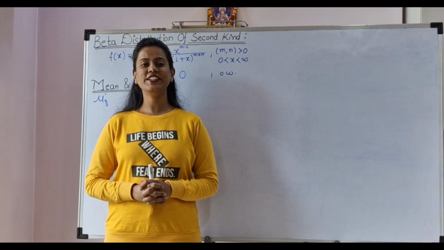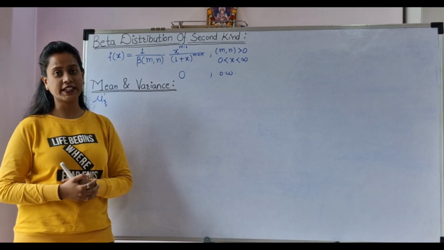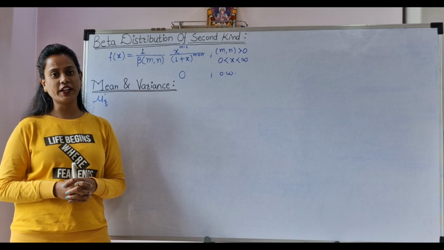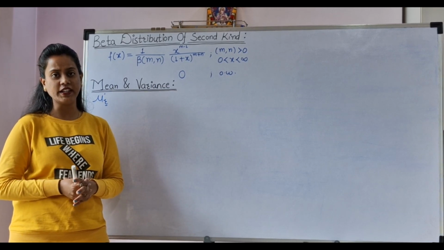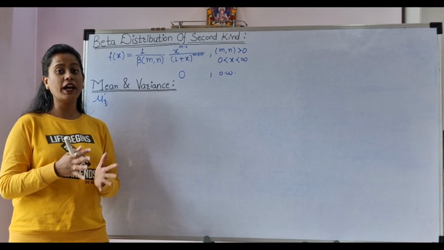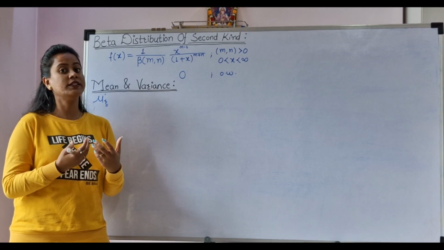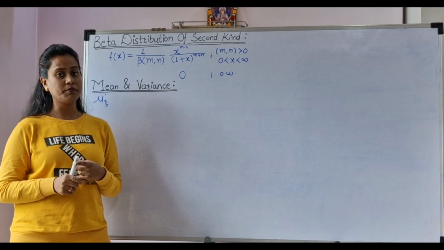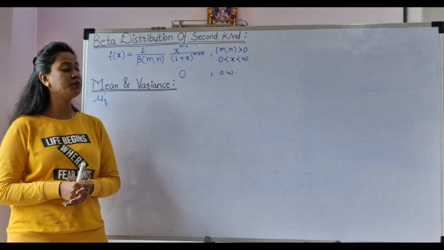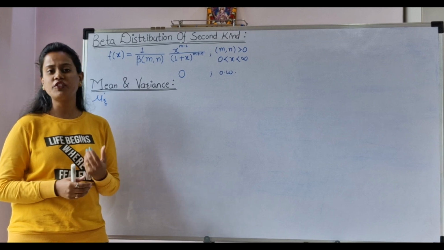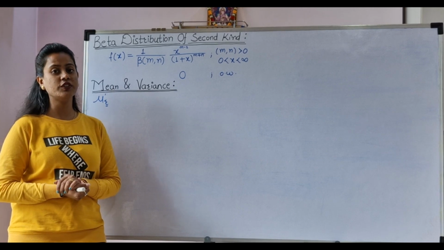In today's video lecture, we will discuss beta distribution of second kind. In the previous video lecture, we have already discussed beta distribution of first kind and we have obtained mean and variance of beta distribution of first kind. Now, in this video lecture, we will obtain mean, variance and harmonic mean of beta distribution of second kind. But first of all, let's see how we define beta distribution of second kind.